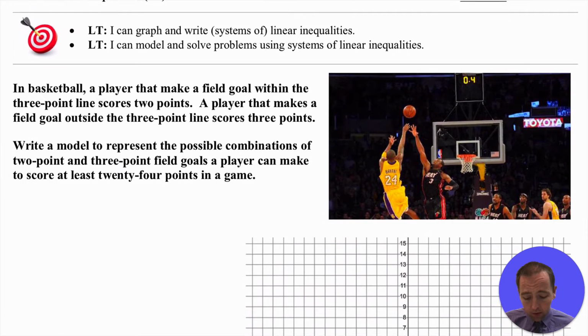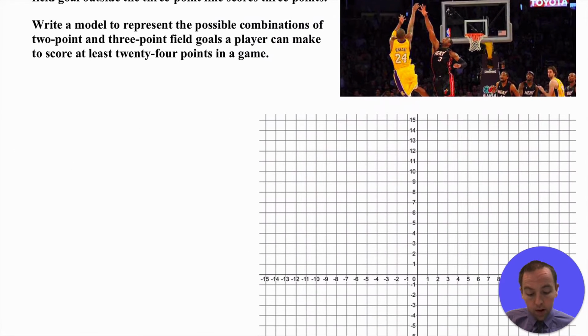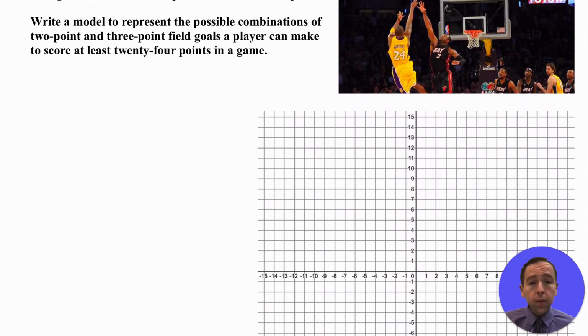So what we're going to try to do here is write a mathematical model that can represent all of the possible different combinations of 2-point and 3-point field goals that a player could make within a game to score at least 24 points in a game. Since we're trying to look at the number of 2-pointers as well as the number of 3-pointers, and the number of 2-point shots could be a different number than the number of 3-point shots, we really have two different variables.